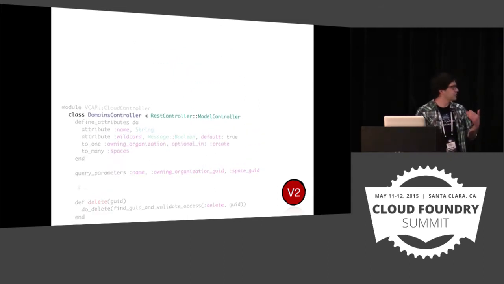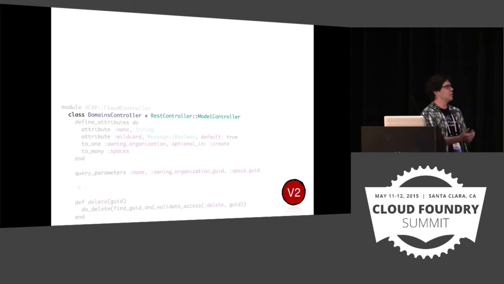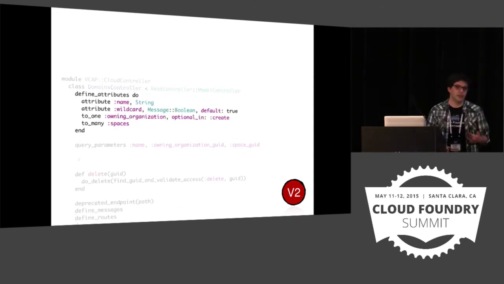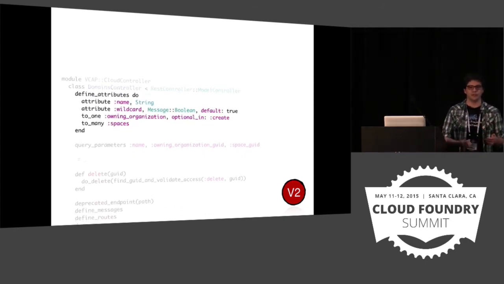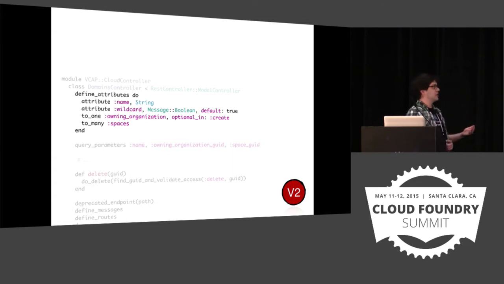So the domains controller inherits from model controller. Model controller is really where it all gets implemented. It's the secret sauce of V2, and that's what we mean when we say we have that shared code between all of the V2 controllers. Next, we define the attributes that the API is going to accept and return. In this case, they have to be columns in the database. They're just mappings from the database to the API. And we also do the same thing for relations. So we have to-one and to-many there. Those are relations that the domains model has in the database.